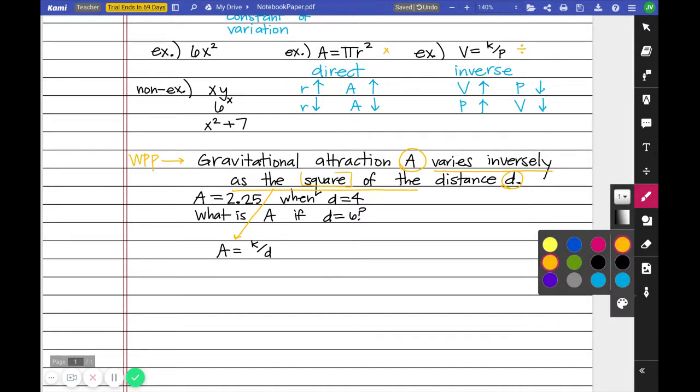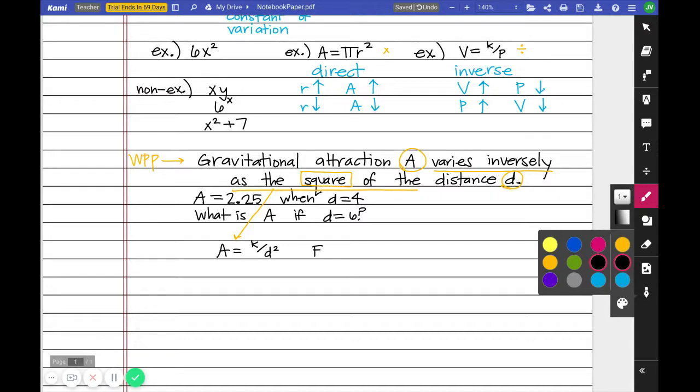Super important word. As the square of the distance. So not only am I dividing from the word inverse, I'm dividing by D based on the order of the sentence, and I'm dividing by D squared because of that word square in there. Okay, so now I have to figure out what I'm going to do with this. Well, the first thing is I need to know what K is.